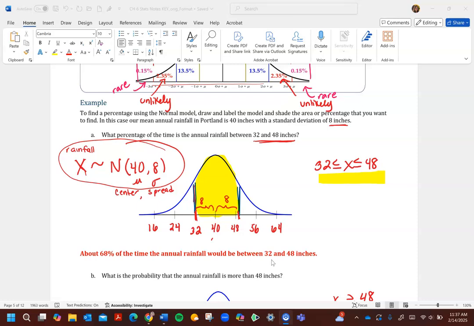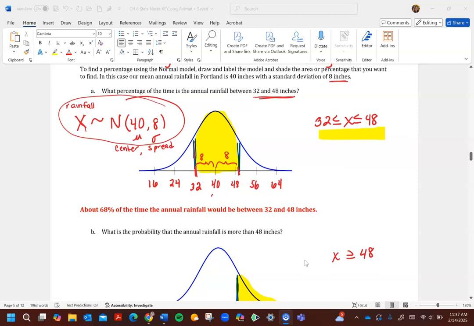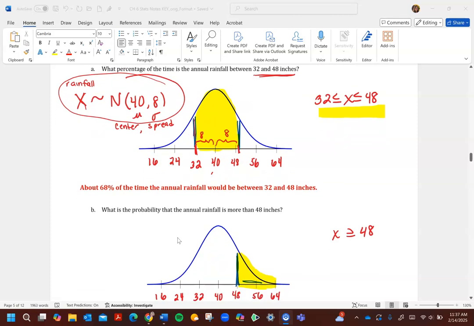So now we have another graph below in question. What is the probability that the annual rainfall is more than 48 inches? So this time we want to write it as X is greater than or equal to 48. So we're going to be looking at what is greater than 48. So we look here, it's going to be what's more than 1 standard deviation above. So remember, probability or percentage is the area under the curve here for a normal distribution.